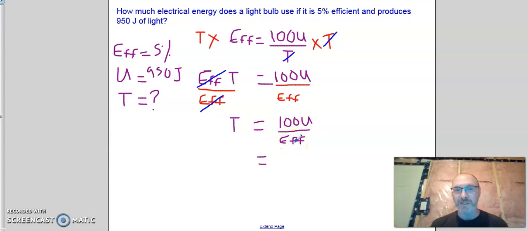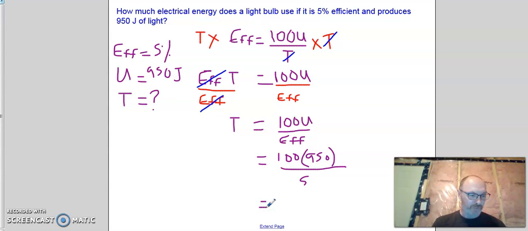Now all we have to do is substitute. So 100 times the useful, which is 950, and divide that by 5%. When we plug that into our calculator, 100 times 950, divided by 5, that gives me 19,000 joules of energy that's coming out of the circuit in order to power that particular light bulb.